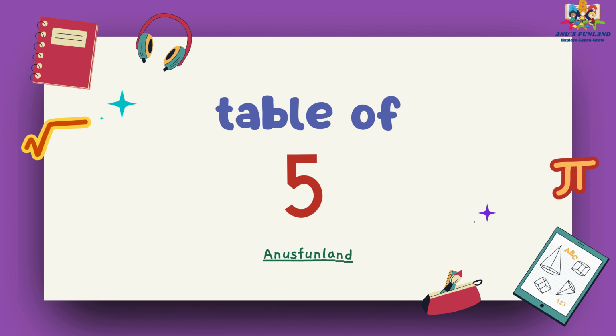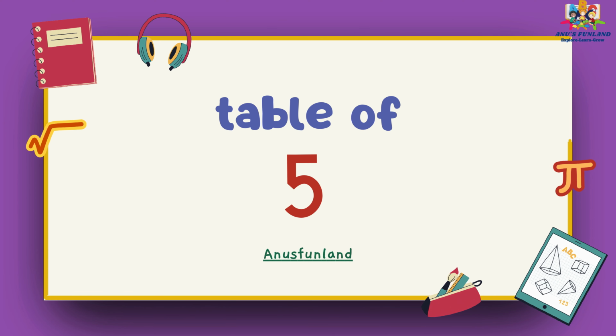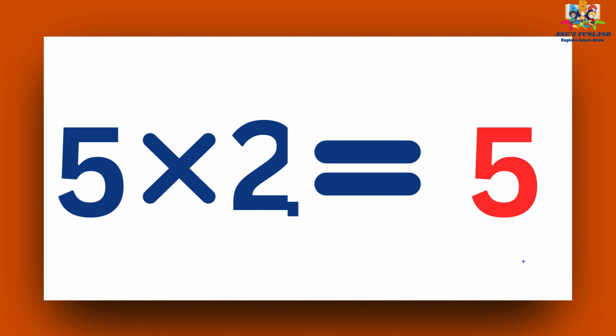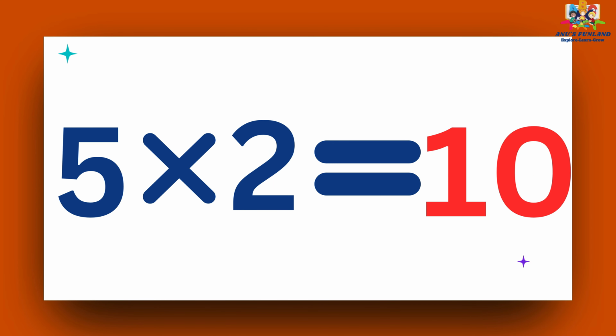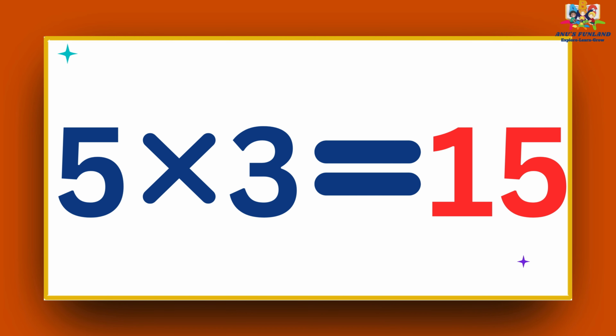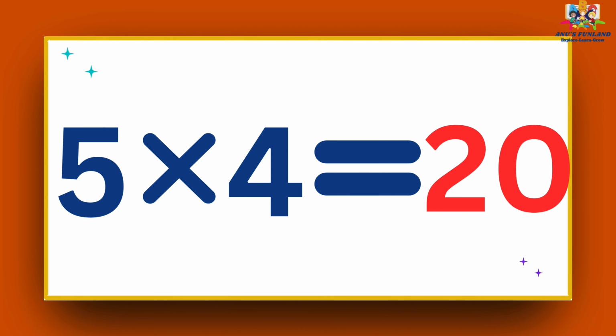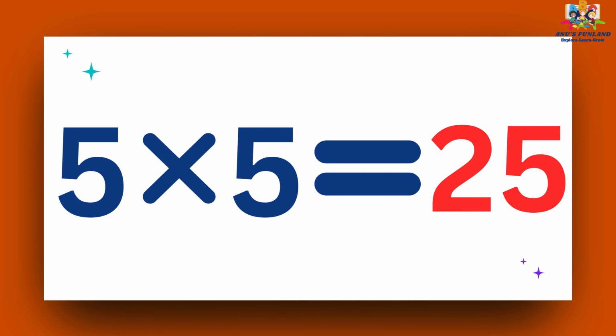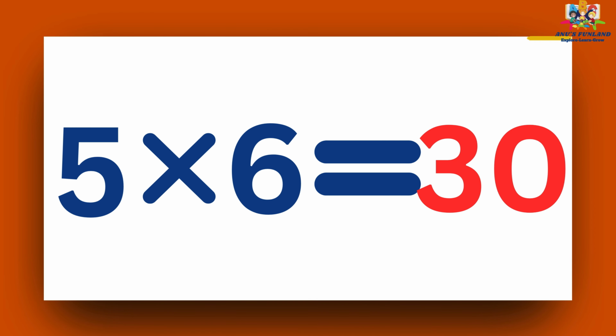Now we will learn table of 5. 5 ones are 5. 5 twos are 10. 5 threes are 15. 5 fours are 20. 5 fives are 25. 5 sixes are 30.